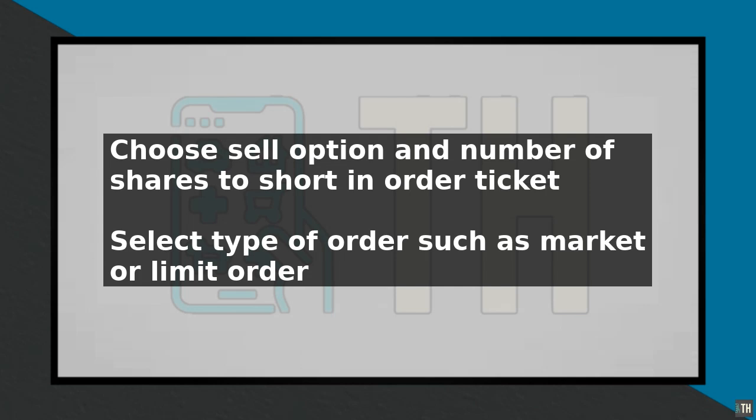To close the position, it is essential to set a stop-loss order to limit your potential losses. A stop-loss order will automatically close your short position if the stock price reaches a certain level. You can set a stop-loss order by clicking on the stop-loss button on the stock details page.